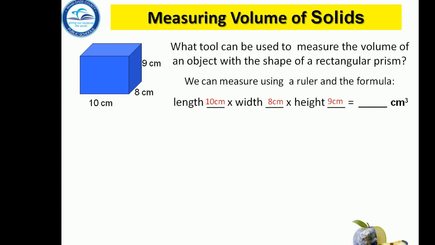Although if you turn the cube, those would change, but it doesn't really matter which you put in as long as you get the 3 different ones. Of course, you multiply those together, and you would come up with 720 centimeters cubed, to the 3rd power, because there are 3 measures.